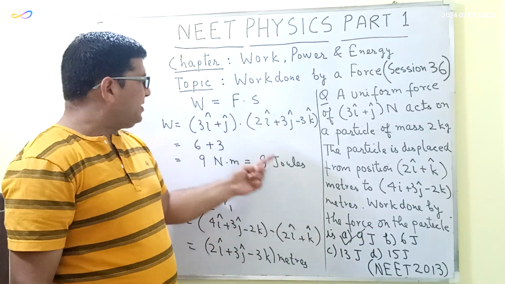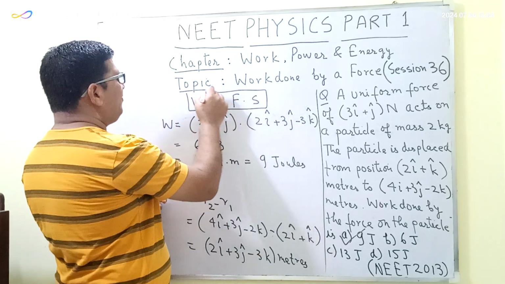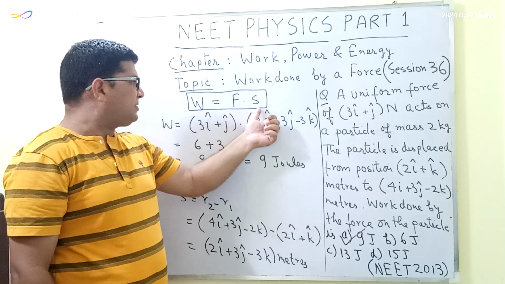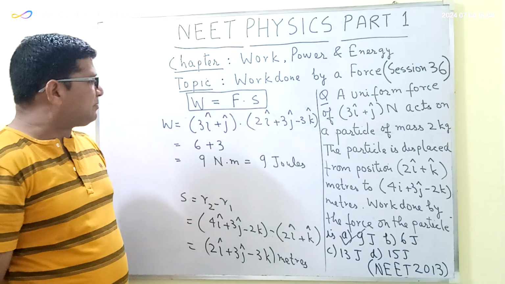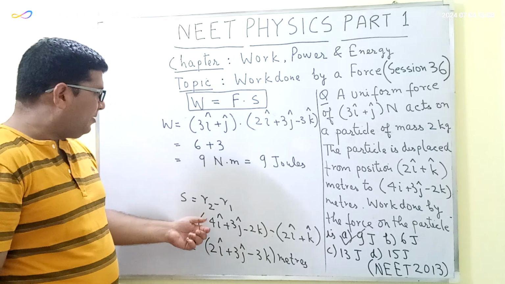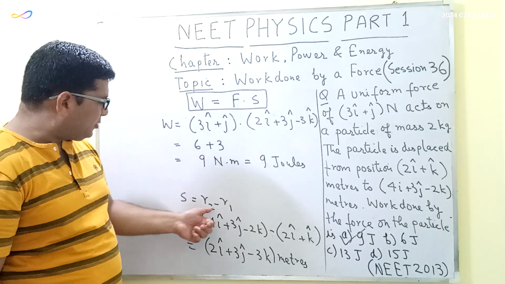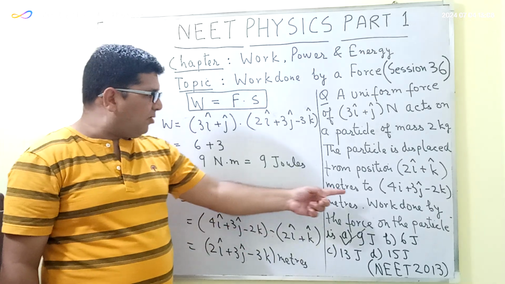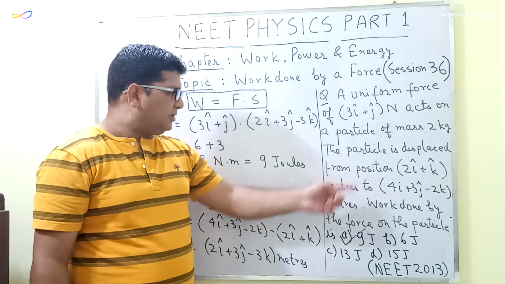Here the most important thing is that we have to use this formula, that is, work done is given by F dot S, that is, work done is the dot product of the applied force and the displacement. And thereafter we have also found the displacement given by this formula, that is, displacement is equal to r2 minus r1, where r2 was the final position vector of this particle and r1 was the initial position vector of this particle.